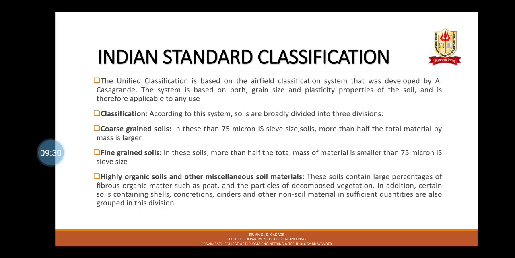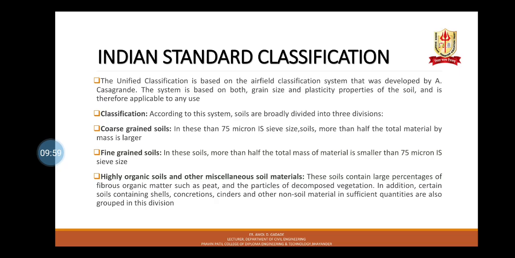So, starting with coarse grained soil. What is coarse grained soil? In this soil, more than half of the total material by mass is larger than 75 micron IS sieve size. Fine grained soil: in this soil, more than half the total mass of the material is smaller than 75 micron IS sieve size.